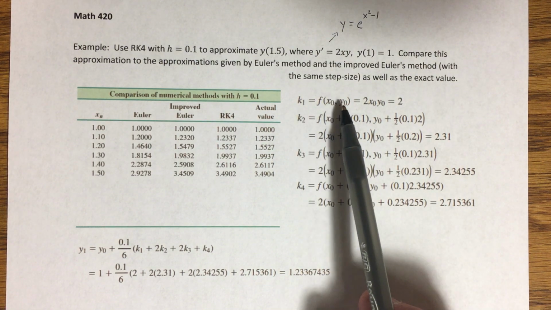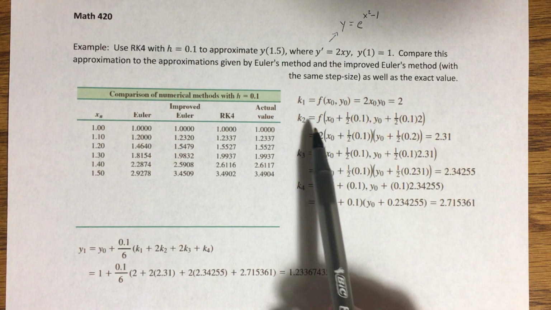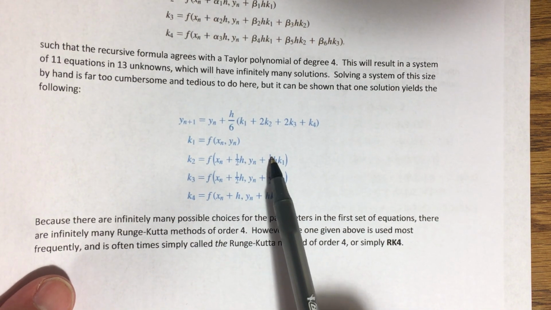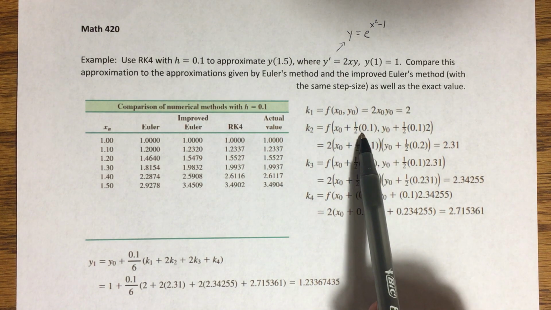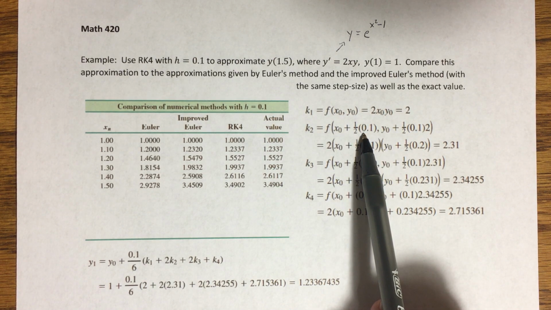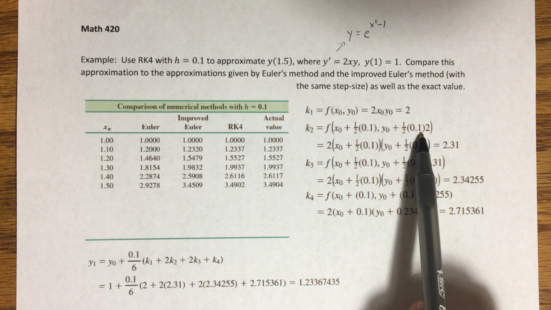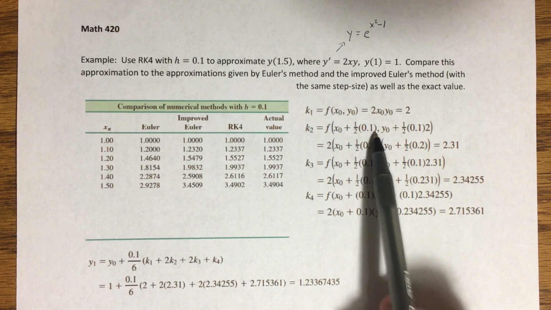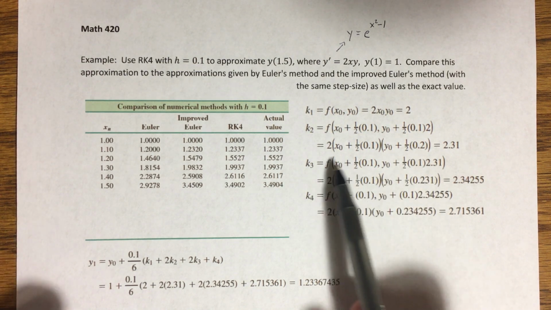So K1 of x naught, y naught is the same thing as f of 1, 1, which is 2 times 1 times 1, or 2. K2, and again, remember, these are the formulas that we're using right here to evaluate these. x_n plus 1/2 h, y_n plus 1/2 h K1. So in this case, x naught is equal to 1. Our step size h is equal to 0.1. So this would be equal to 1 plus 1/2 times 0.1, which is 1.05. We're plugging that into our function f, which is equal to 2 times this times this. So 2 times that first value times that second value. That goes into a calculator. We get 2.31. And then we evaluate K3 and K4, again, using those formulas.